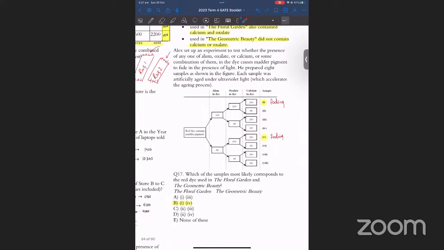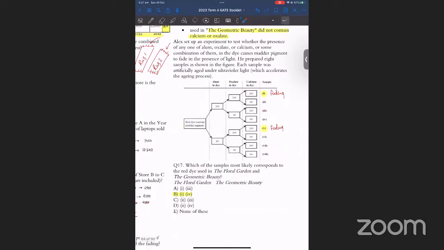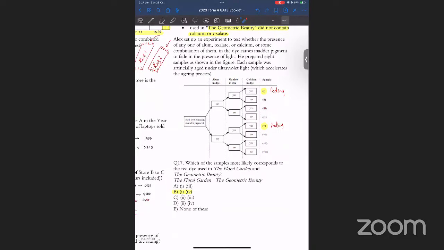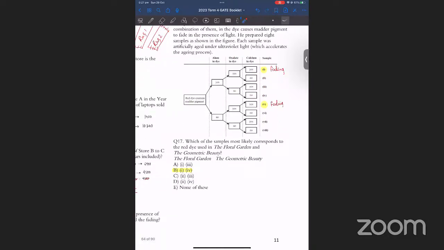Each sample was artificially aged under ultraviolet light, which accelerates the aging process. So let's see. Which of the samples most likely corresponds to the red dye used in the Floral Garden and Geometric Beauty? The left one being Floral Garden and the right one being Geometric Beauty. So let's actually just write it down. Floral Garden and Geometric Beauty.